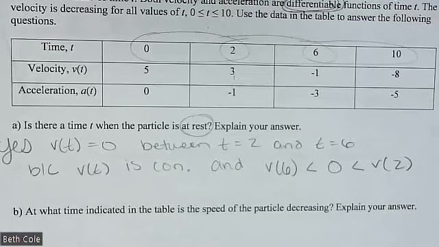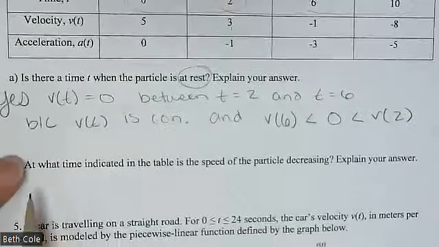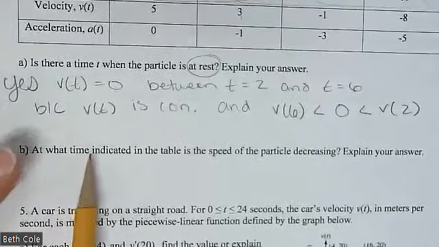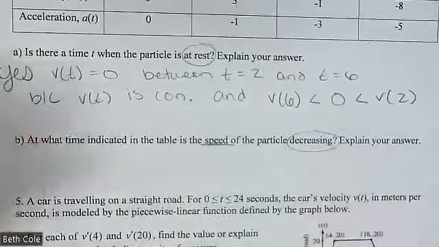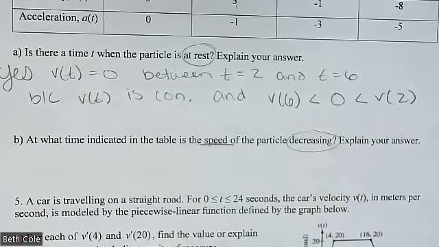All right, so at letter B. Now this is not an interval, it's just at what time indicated in the table is the speed decreasing. Now when it's speeding up or slowing down, you have to look at both velocity and acceleration. So let's verbally review this. If they are the same sign, what does that mean? Speed is doing what? Speeding up, increasing. If they're opposite signs, like they're disagreeing with each other, decreasing.